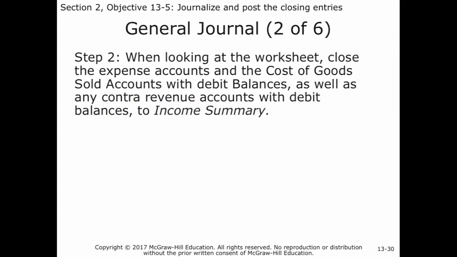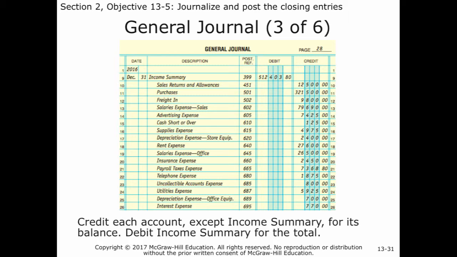For step 2, we close expense accounts, the cost of goods sold accounts with debit balances, and any contra revenue accounts with debit balances to income summary. So you're probably wondering, how do we do that? What we can do is look at the general journal worksheet, and when looking at the worksheet, we close the expense accounts and the cost of goods sold accounts with debit balances, as well as any contra revenue accounts with debit balances to income summary. And we make a corresponding debit to the income summary account.